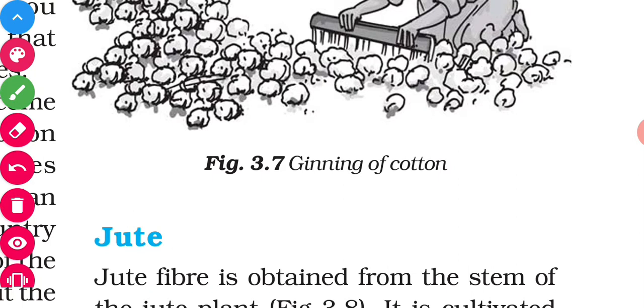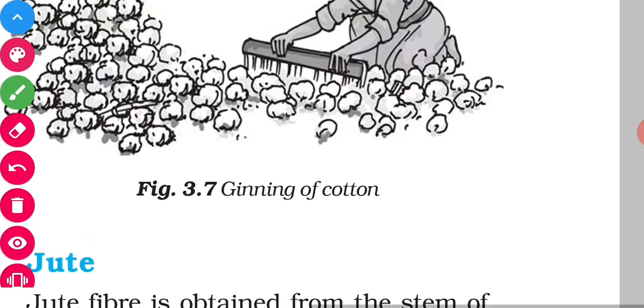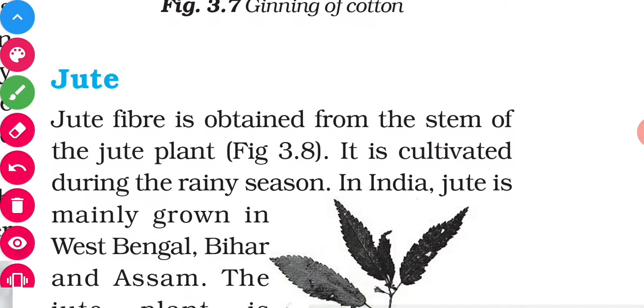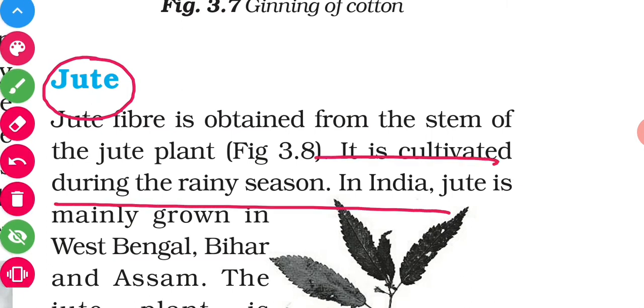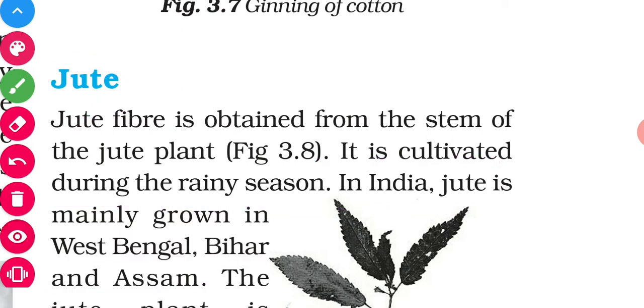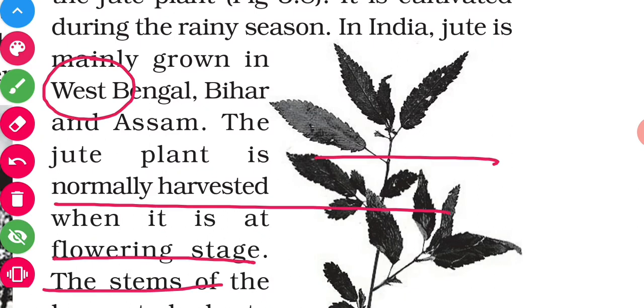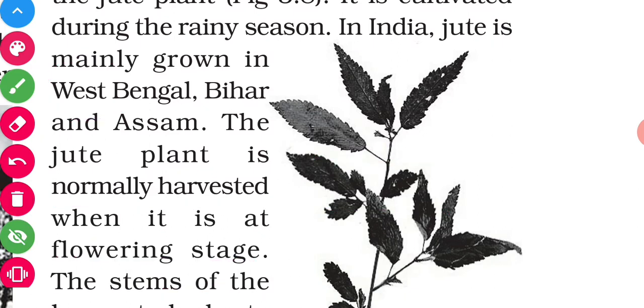Coming to the next natural plant fiber, that is jute. Jute is also a plant, and from this we get fibers. It is mainly grown in the rainy season. It is cultivated during the rainy season in India. In India, it is grown in West Bengal, Bihar, and Assam. West Bengal, Bihar, and Assam are the places where it is grown.